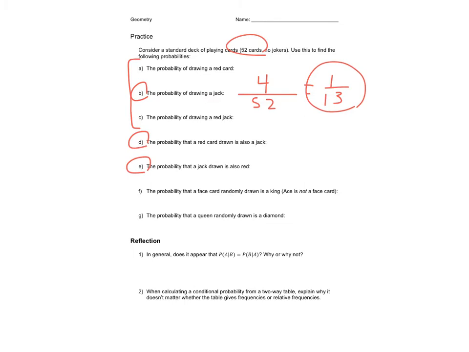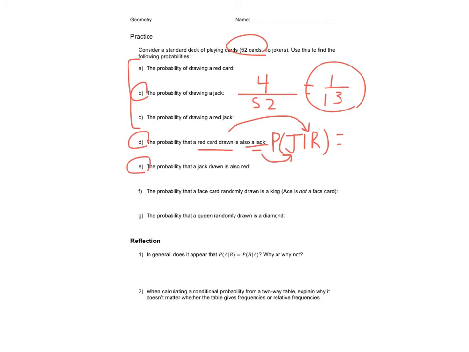But D and E get at specifically what we've been talking about today, which is the conditional probability. So D says the probability that a red card drawn is also a jack. So what that's asking you for then is the probability of a jack given that it's a red card. Probability that a red card drawn, that's how you know that that's going to go here, is also a jack. That's what goes there. Okay, so let's use our formula that we had derived previously in this mini lesson here.